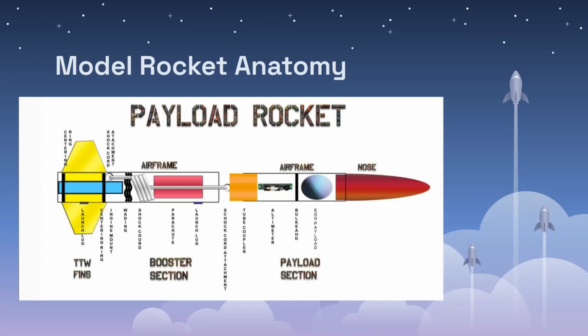We also have altimeters in our altimeter bay, which are separated from the hot gases from the motor by the tube coupler and the bulkhead in the center of the rocket. And if we are carrying eggs, we will carry them above the altimeter in the payload section of our body. And then at the very tip of the rocket, we have our nose cone.